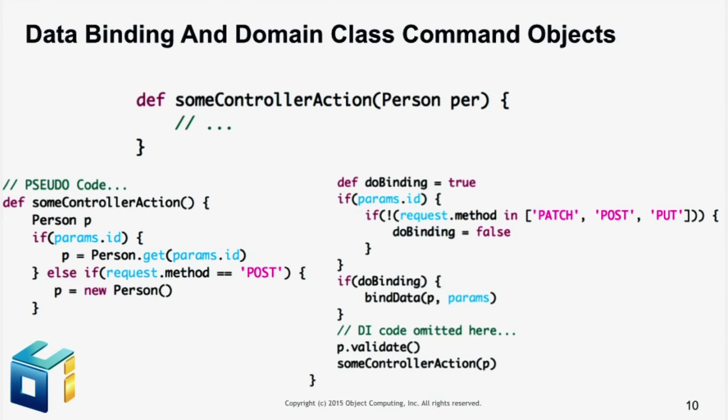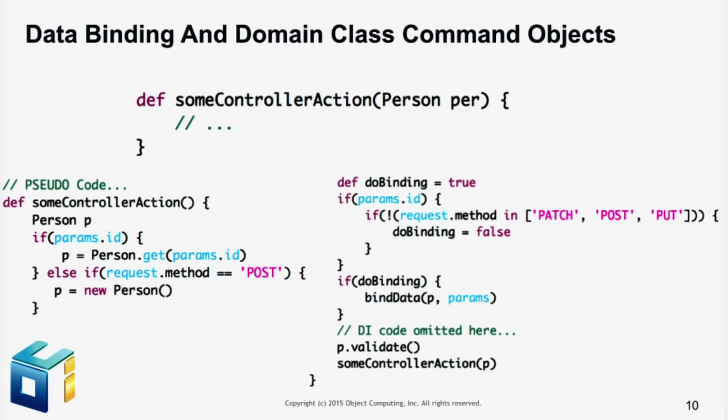It's going to check to see if there is a params.id, and if there is, we'll send a query to the database to retrieve the person whose ID is that value. So that's the p equals person.get params.id. If there's not an ID request parameter and the request method is a post, then a new person is created. So we're only going to create a new person if this is a post request, right? So that's the code on the left. If there's a params ID, then we use that to go retrieve a person from the database. If there's not a params.id, then if this is a post request, we'll create a brand new person.